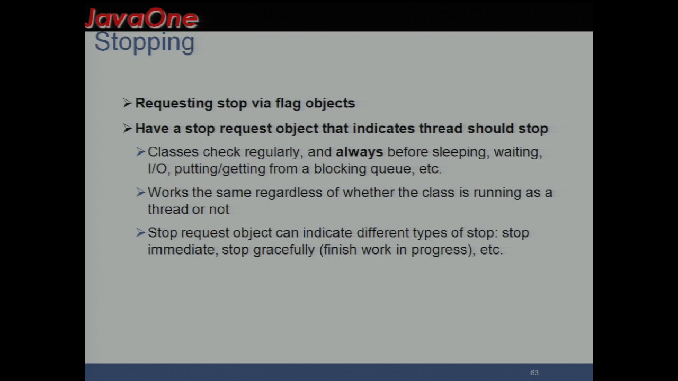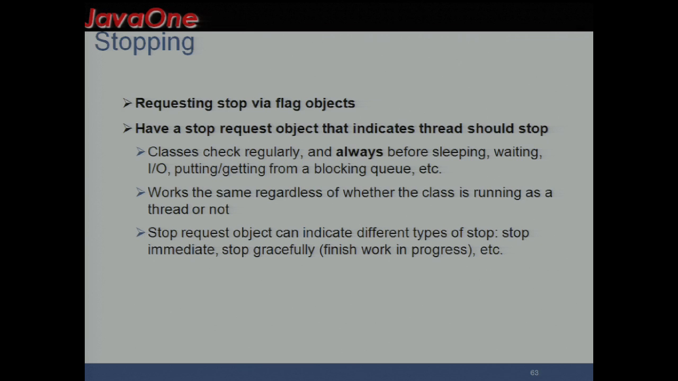All right, so stopping with stop request objects. So what does that mean? Well, it means just have an object called a stop request object that's going to indicate the thread should stop. And you'll have all your classes regularly check this thing, and of course, always before waiting on anything. It works the same whether the class is running as a thread or not, which is one of the nice things about it.